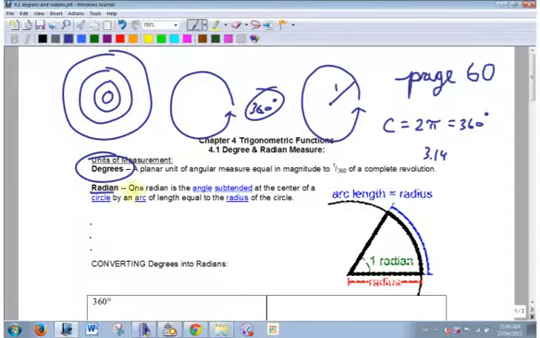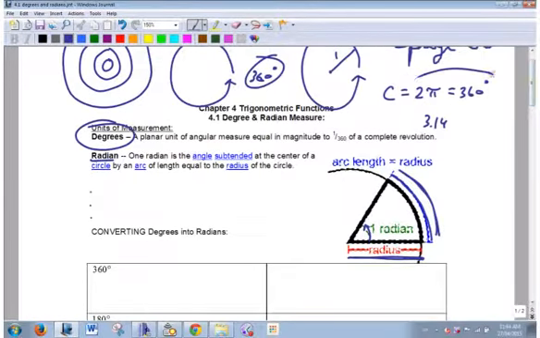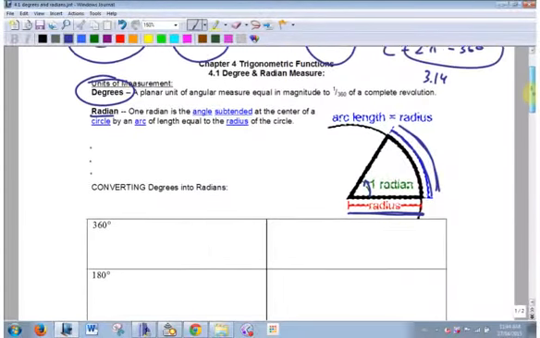So what is a radian? 1 radian is this angle if this arc length is equal to the radius. That's it. If this length as a curve is the same as this length, then we call that angle a radian. That's what we're going to use to convert it.